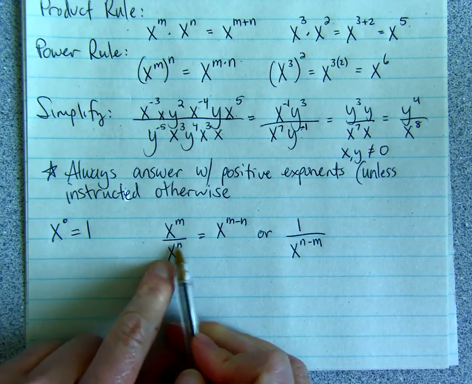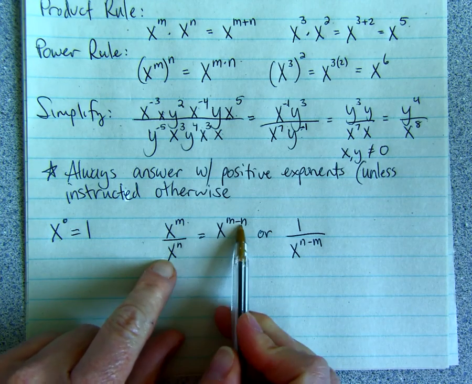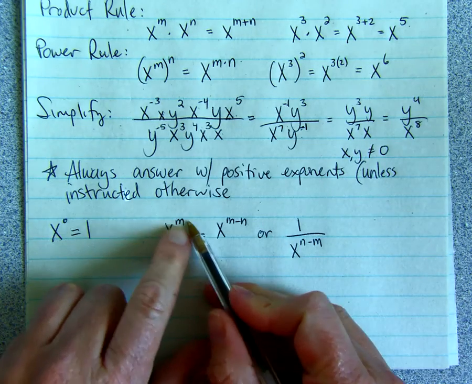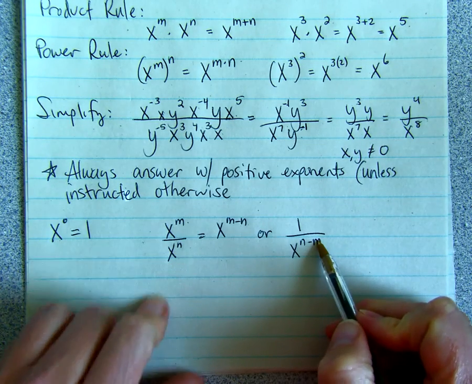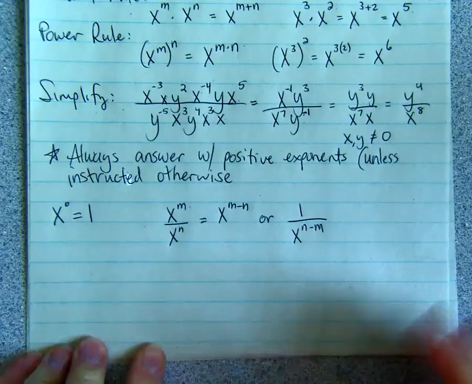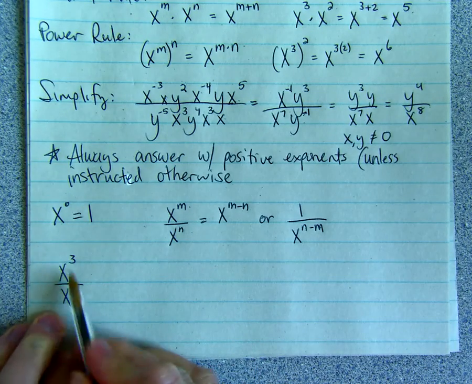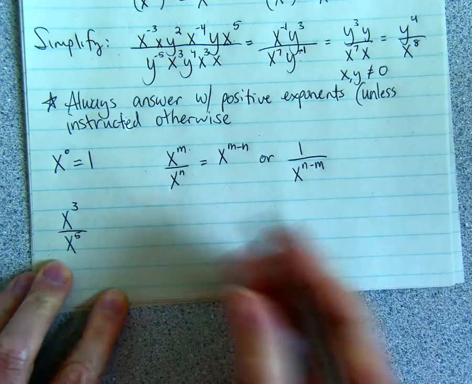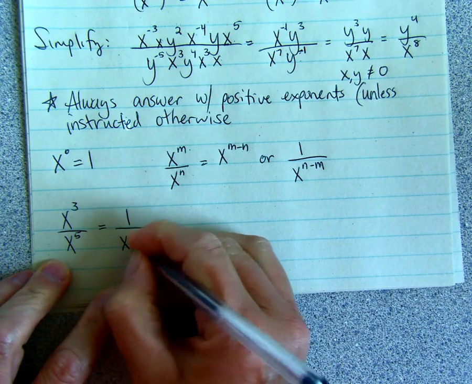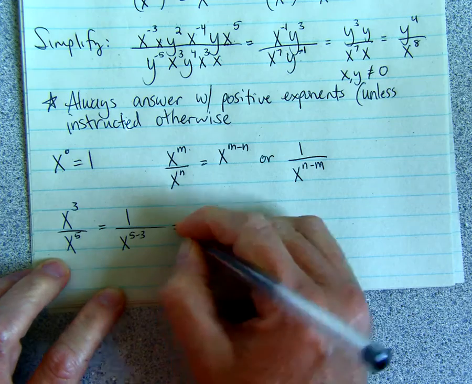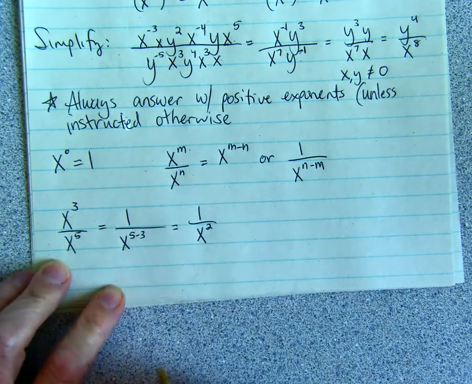If we bring this up here, it's going to be a negative n. That's why we do m minus n. If we bring this one down here, it'll be a negative m, or n minus m. So here's an example. If I had x cubed over x to the 5th, because 5 is bigger, I'm going to bring the numerator down and make it 1 over x to the 5 minus 3, or 1 over x squared.